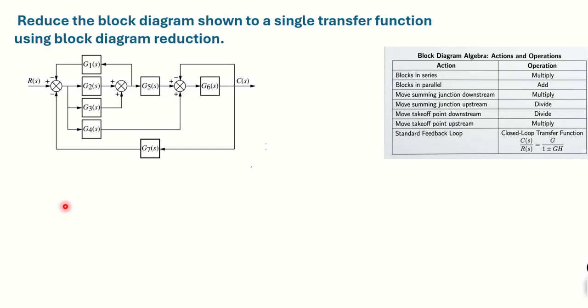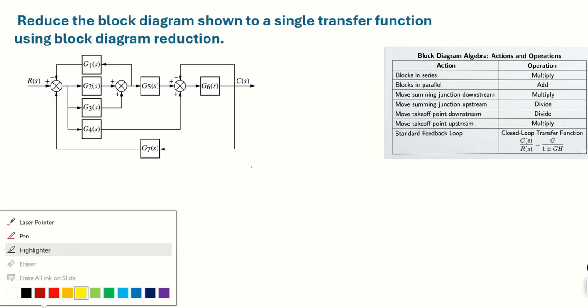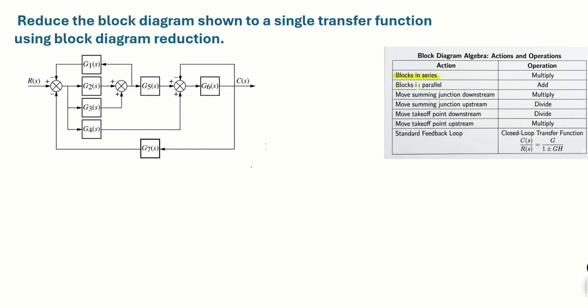Whenever we are trying to reduce a block diagram using diagram reduction, we need to think about some actions that we can perform. These are common actions like blocks in series, blocks in parallel, moving a summing junction or moving a takeoff point, and a standard feedback loop. The most common ones that you should start thinking of are blocks in series, blocks in parallel, and the standard feedback loop.